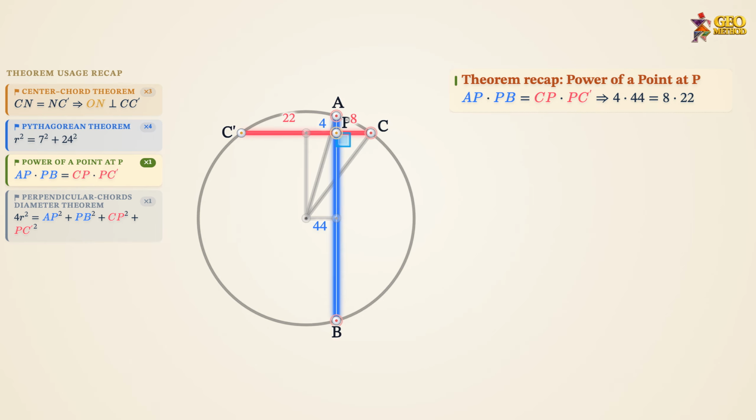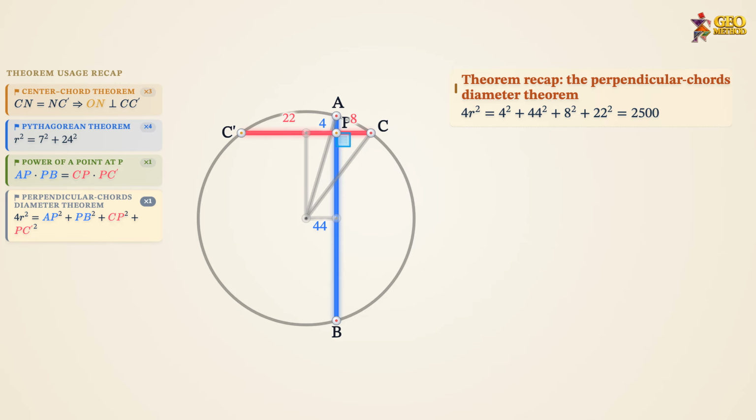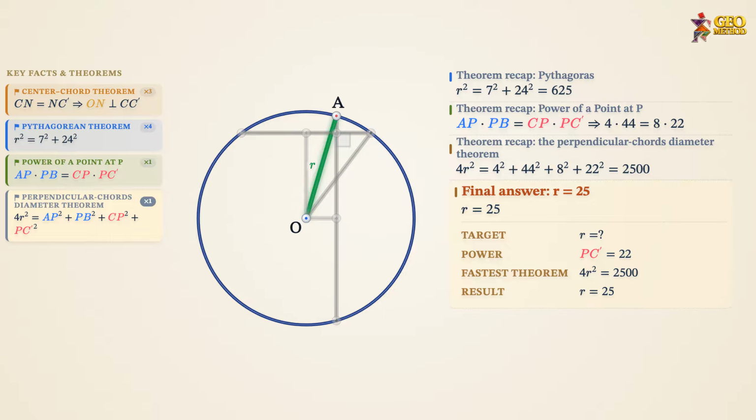Power of a point was used once. Watch segment AP with segment PB flash first, then segment CP with segment PC'. Their equal products turn the unknown fourth chord piece into 22. The perpendicular chord's diameter theorem was used once, and it is the fastest finish. The 4 squared pieces add to the diameter squared, so 4r squared is 2500 and r is 25. Therefore, the circle's radius is 25.